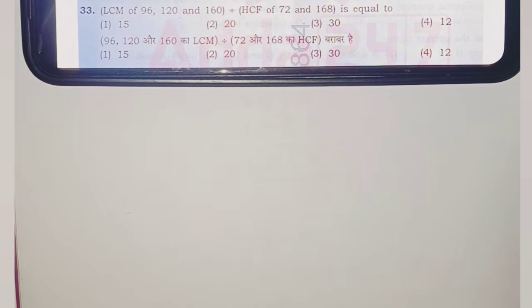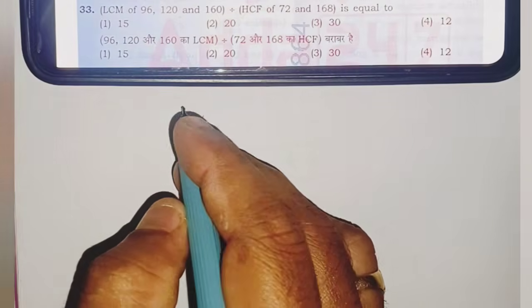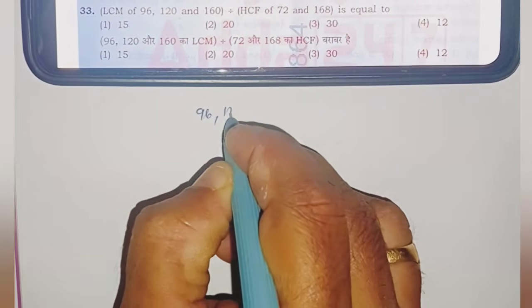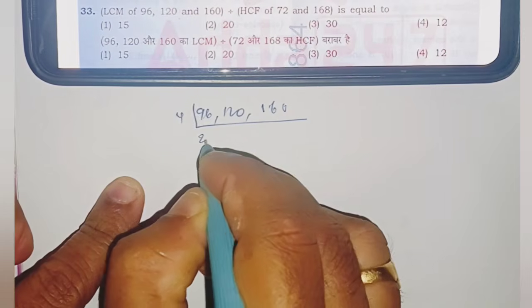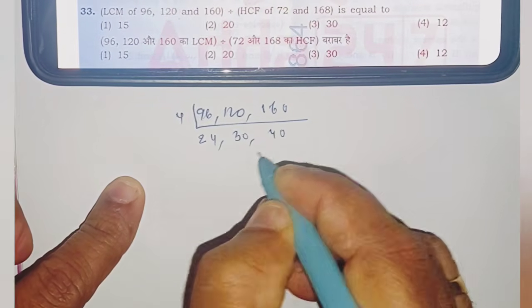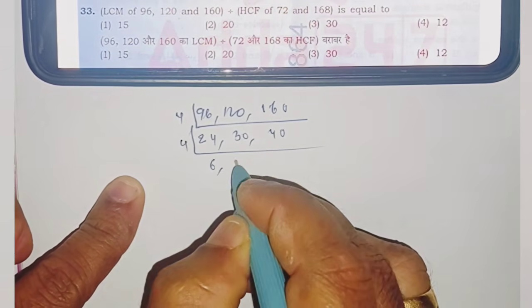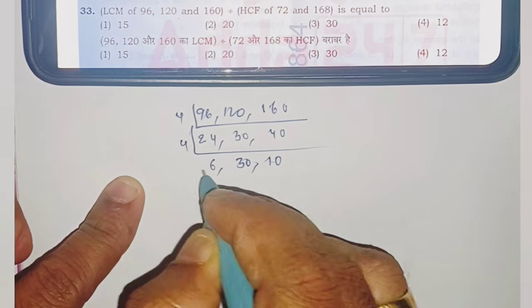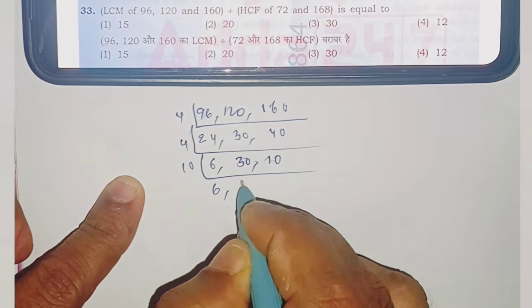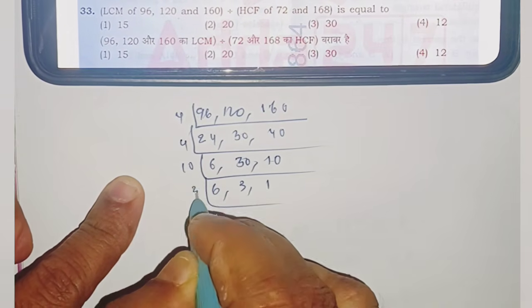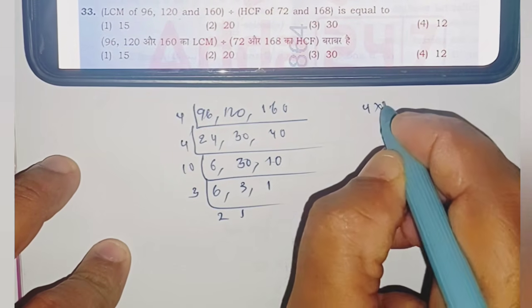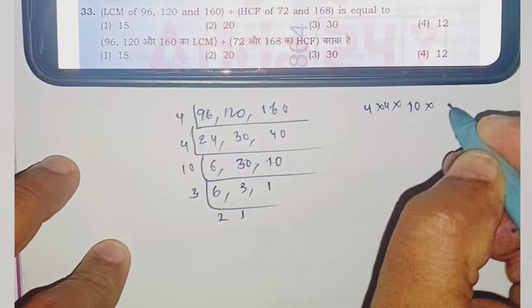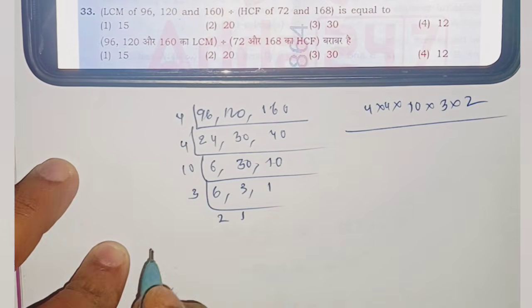Here we need to find the LCM of 96, 120, 160 and then the HCF of 72, 160. First find the LCM of 96, 120 and 160. Divide by 4, and keep dividing by common factors until no more common factors remain. Now multiply all these numbers: 4 into 4 into 10 into 3 into 2, divided by.